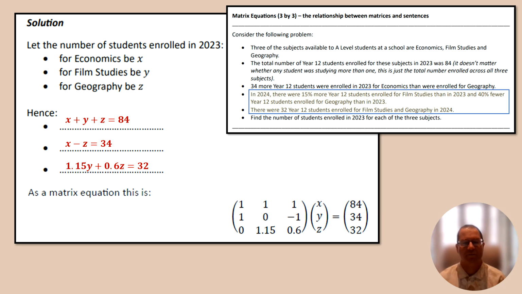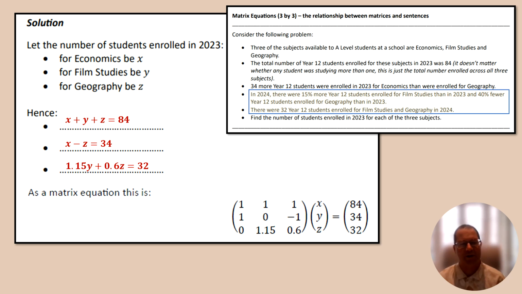So now we can take our 3 equations and rewrite it as a matrix equation. So X plus Y plus Z equals 84. The coefficients of X, Y and Z are all 1. So we get 1, 1, 1 on the top row and 84 for the answer. X minus Z equals 34. So the coefficient of X is 1. The coefficient of Y is 0. The coefficient of Z is negative 1. So 1, 0, negative 1. And the answer is 34.